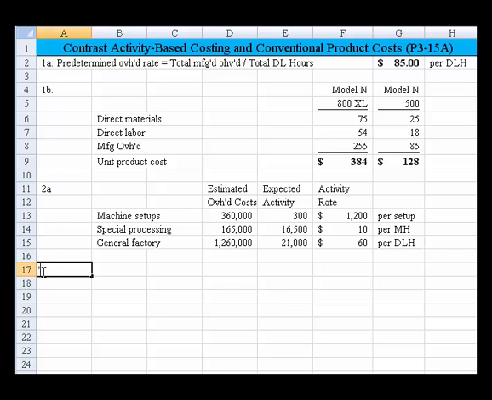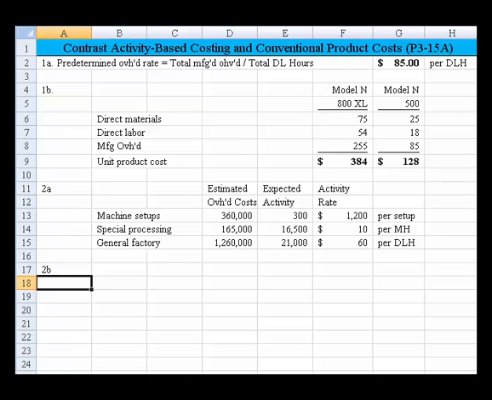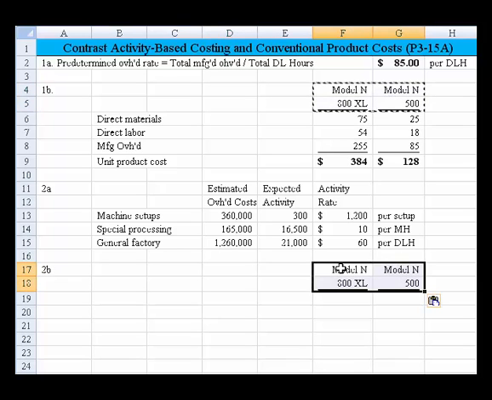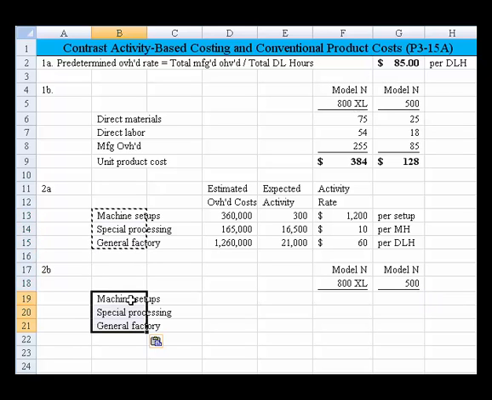Now 2B says, let's go read 2B again. 2B says compute the unit product cost of each model. So here what we've got to do is drop these titles again, and then we've got to calculate the various components, and those components are right here. So we drop in machine, specialty, and general factory. And we got to go get the information.